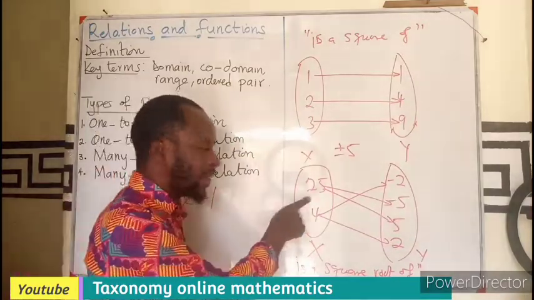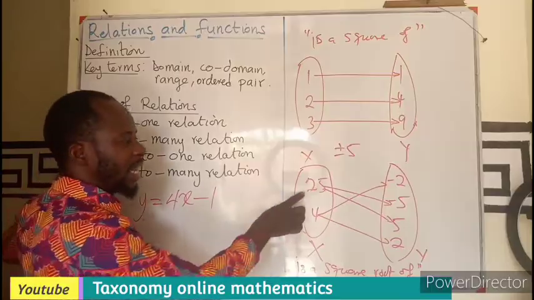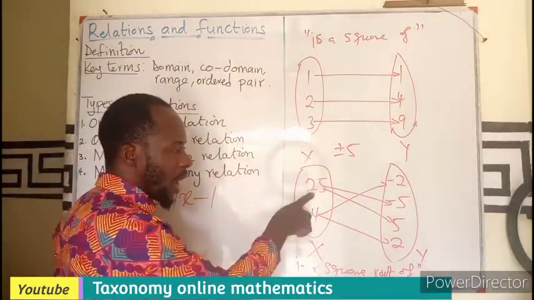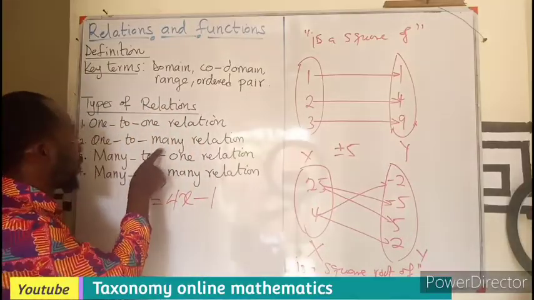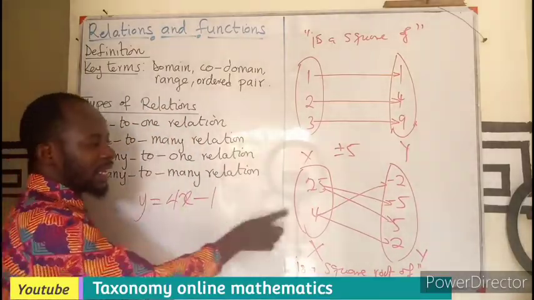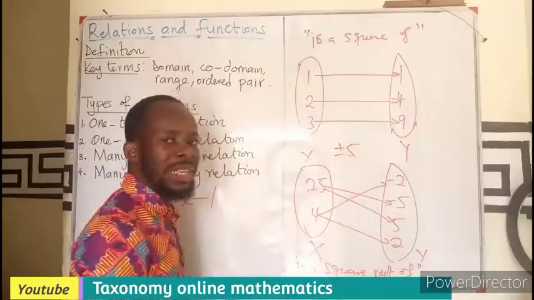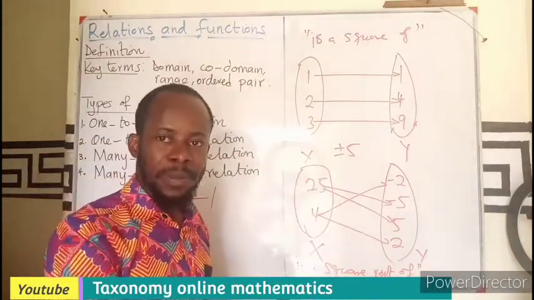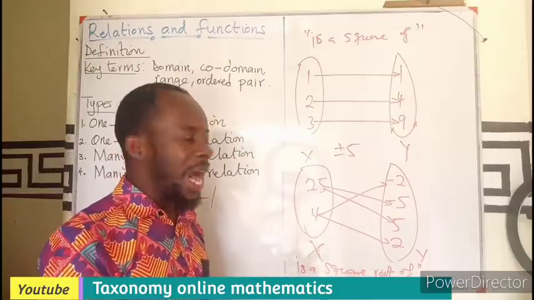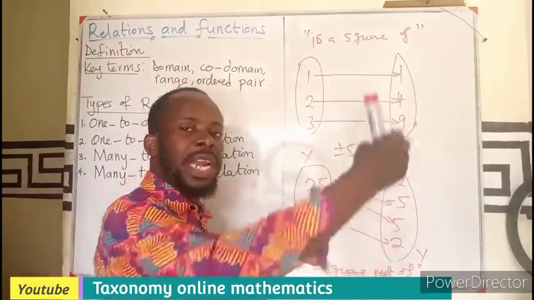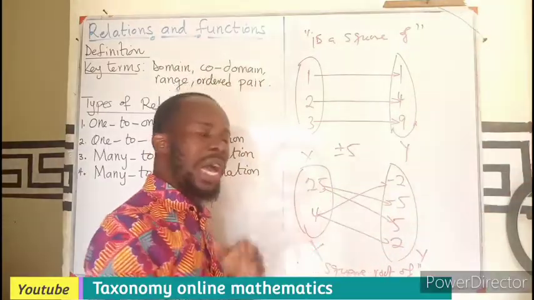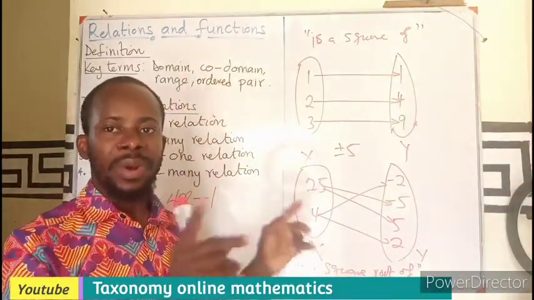So one element is having two elements in the codomain. One element mapped to more than one. So it's 1-to-many. This element also has two elements there. So this is 1-to-many relation, whereby we can have what? One person dealing with what? Two items. In that case, we have 1-to-many relation.